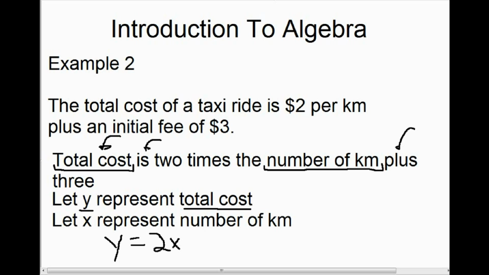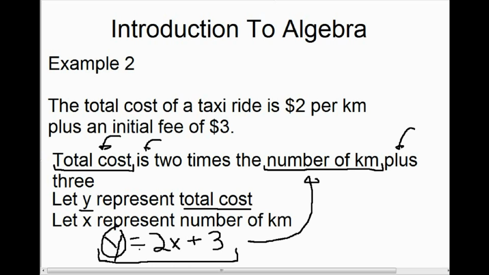Plus, I have a mathematical symbol for that. And then 3 is just the number 3. So here we have the math sentence that says y equals 2x plus 3, but y represents the total cost and x represents the number of kilometers. So if we were going to translate that back into English, it would say the total cost is 2 times the number of kilometers plus 3. So there's two examples of where we need to use variables to translate English sentences into math sentences.